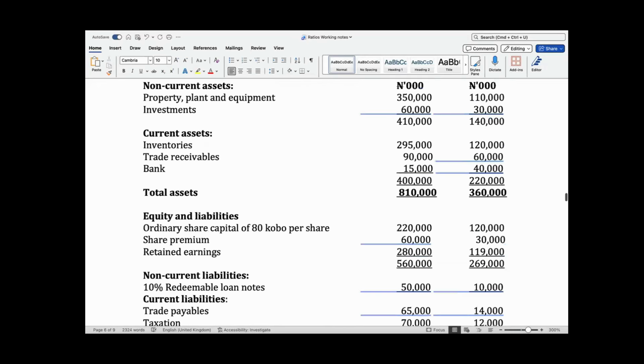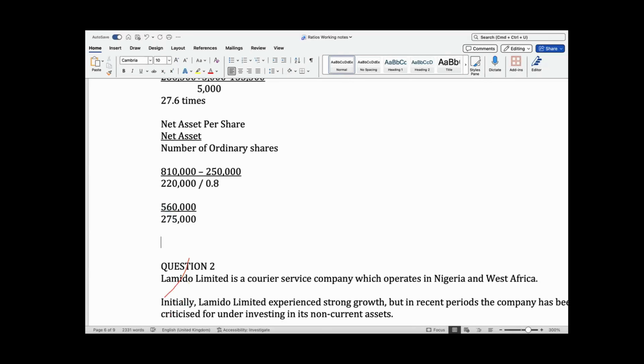What's 810 minus 250? That's 560. That's equity. What's 220 divided by 0.8? That's 275,000. So that gives 2.04. Very, very good.